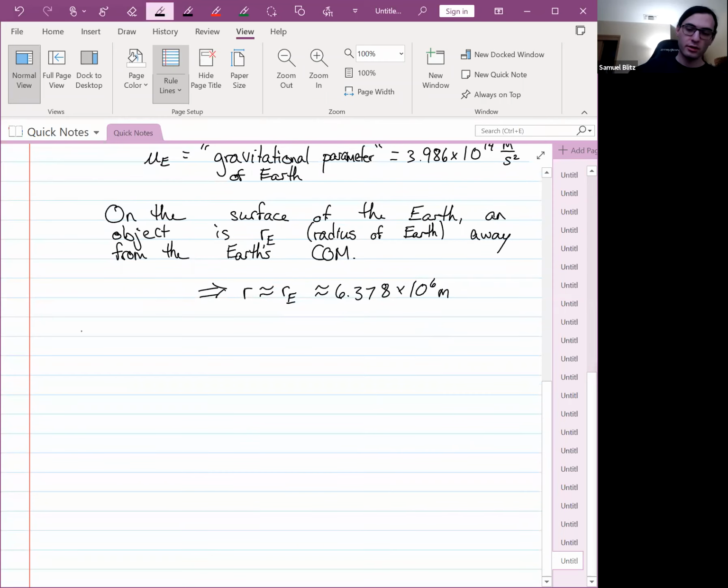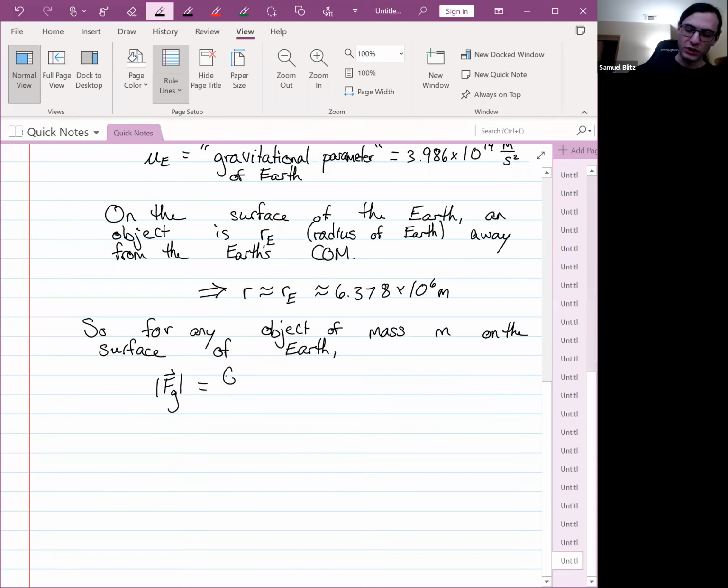So let's just say that the object has mass m. For any object of mass m on the surface of the Earth, we can just plug in the numbers that we just came up with. The actual force of gravity, not the mg business, would be G times M e times m divided by the radius of the Earth squared. But we know what G times M e is. We know what the radius of the Earth is. Actually, let me write this as mu sub e. So this is mu sub e divided by the radius of the Earth squared times the mass m, right? I just factored out the mass.